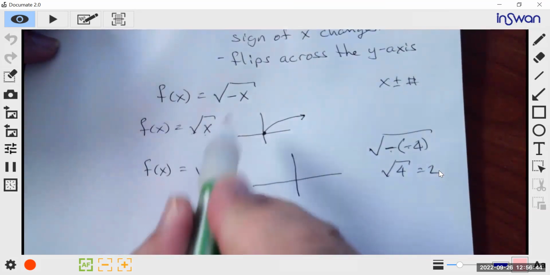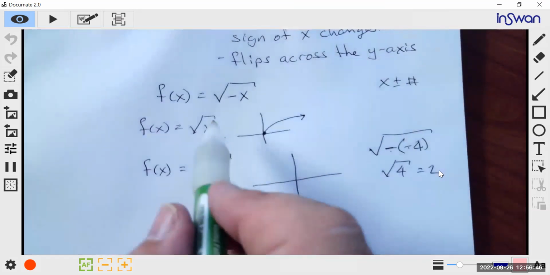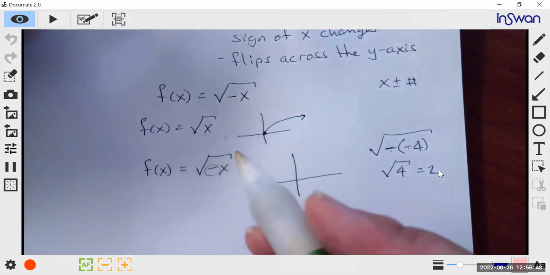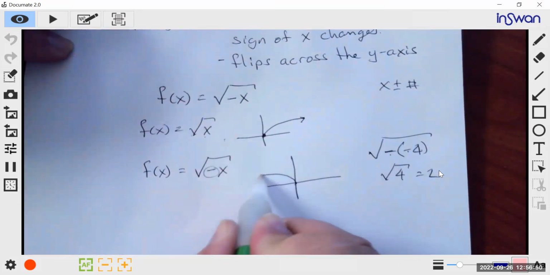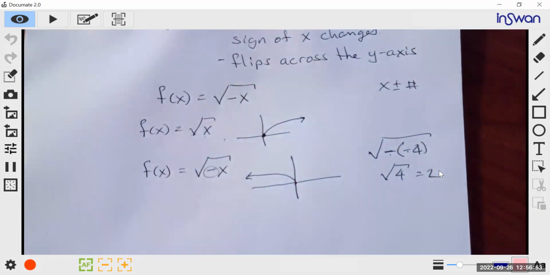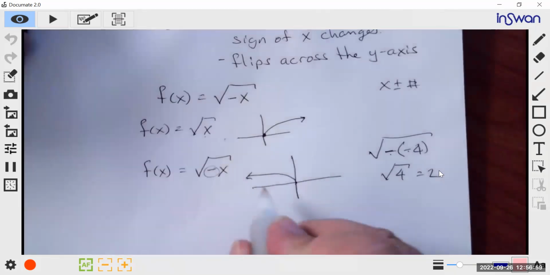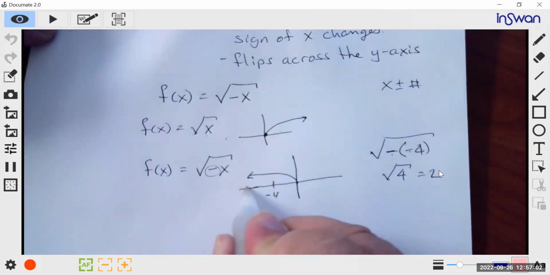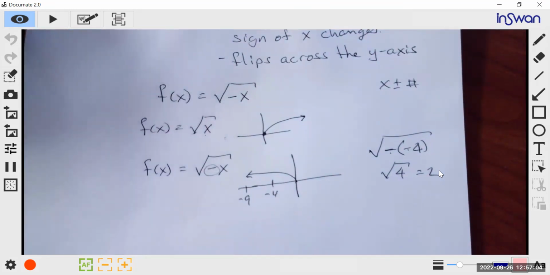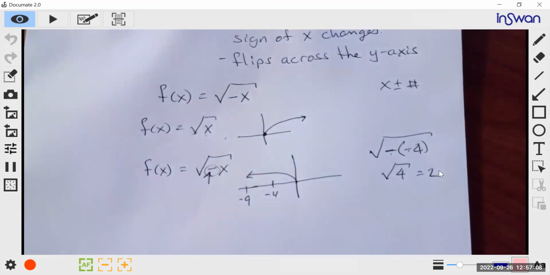So if I have a negative in front of the x, that means x has to be negative to cancel off that negative, which means I have to now use all the negative values. I can use -4. I can use -9. Because I have to cancel out that negative there inside the function. So you see now why when you change the sign of x, it changes the direction of the graph?